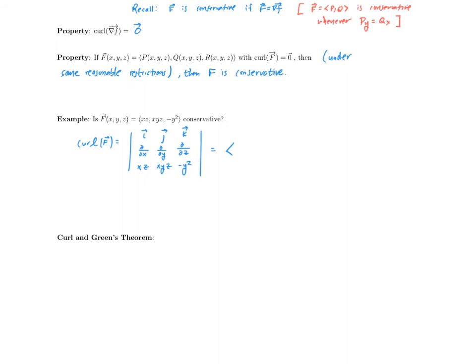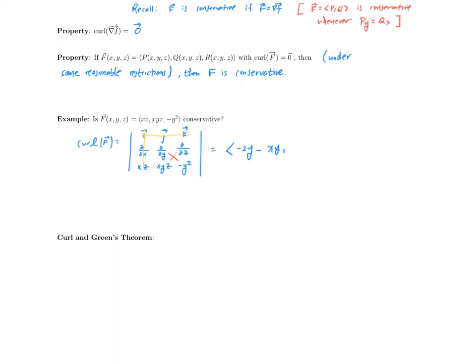To get some details down, the curl of the vector field is defined to be this cross product. And to get the first entry in the cross product, we cover up the i column and the i row. And then for that remaining 2 by 2 determinant, we multiply down the main diagonal, subtract away what we get down the cross diagonal. So the partial with respect to y of minus y squared is minus 2y, and then we subtract away the partial with respect to z of xyz. And then there will be 2 more entries in the curl vector.